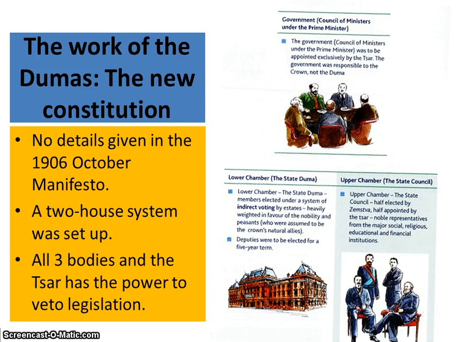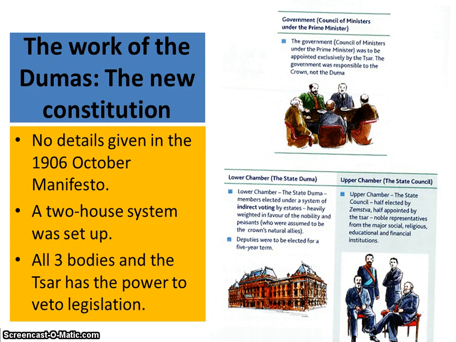So as you can see from the graphic on the right-hand side, we have a lower chamber, the State Duma. So the lower chamber, we had members elected under a system of indirect voting. What that means is that to have a direct vote in this election, you needed to be a man of over 25 years of age and also in the possession of up to 400 acres of land. Now, obviously, the vast majority of the Russian population didn't meet that second criteria. So what they would do is they would vote for a delegate who would vote in the election on their behalf. So it was like an indirect vote, and so that's the system that was operated in the State Duma. The outcome being deputies were elected for a 5-year term.